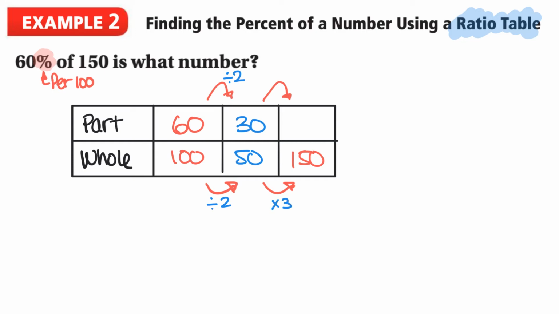So whatever I do to the bottom, I do to the top, and then I get 30 times 3, which gives me 90. So from this, I can find that 60% of 150 is equal to 90.